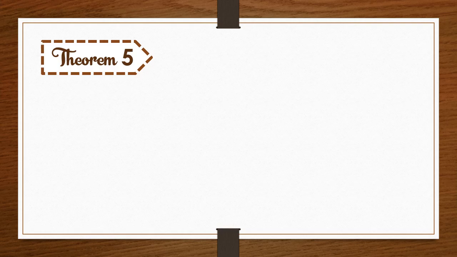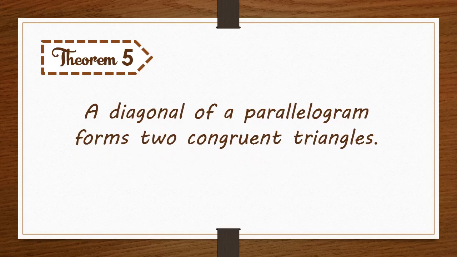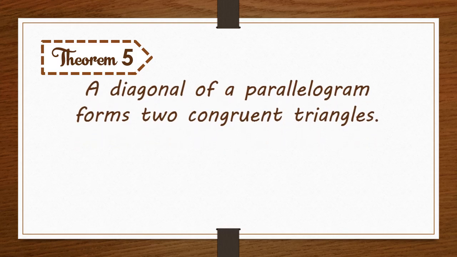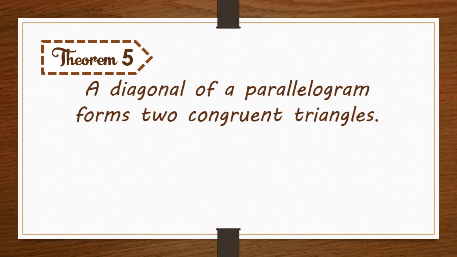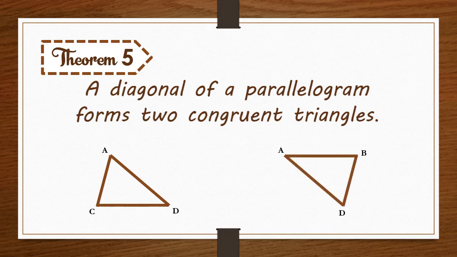Last property, Theorem 5, we have a diagonal of a parallelogram forms two congruent triangles. So in the illustration, if we have parallelogram ABCD, if one diagonal, for example diagonal AD, bisects the parallelogram, it can provide two congruent triangles. So we have triangle ACD and triangle DBA, which are congruent.